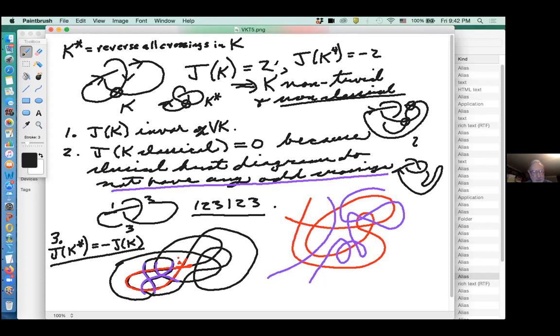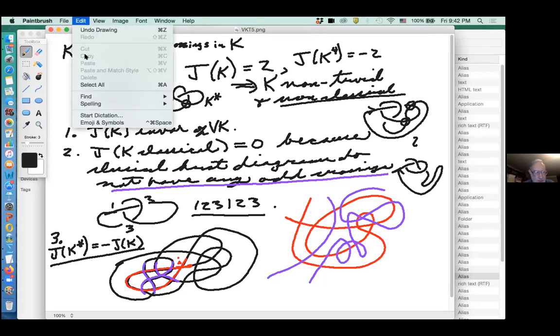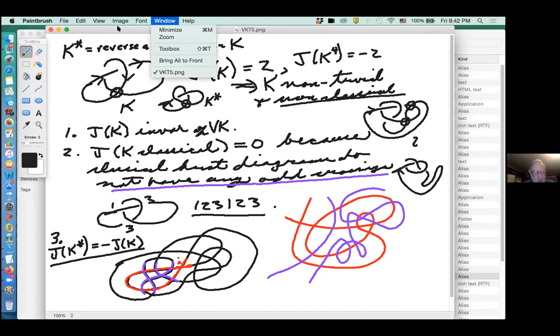Any questions about this invariant? It's a nice one, and you should try it out on some examples. Of course, it won't always prove things for you. Let's see an example where it doesn't quite do very much.